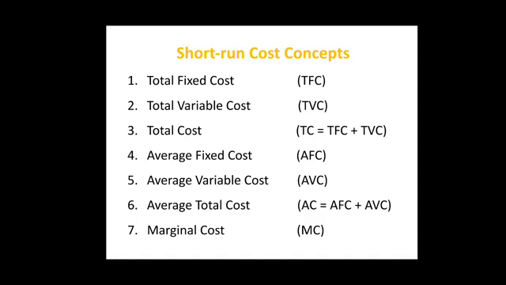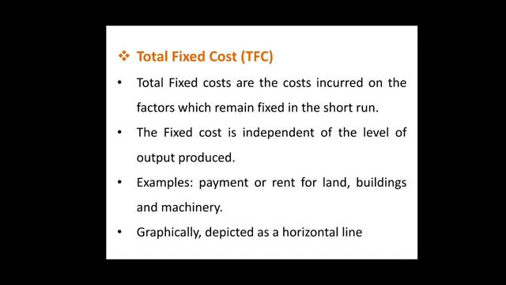In the short run, we may have different types of costs as given in the current slide, like total fixed cost, total variable cost, total cost, average fixed cost, average variable cost, average total cost, and lastly marginal cost. Now let us discuss them one by one in detail. Firstly, total fixed costs.